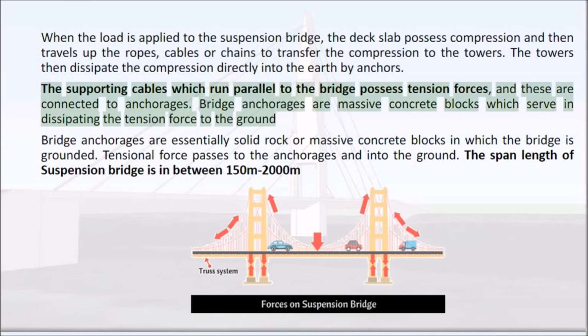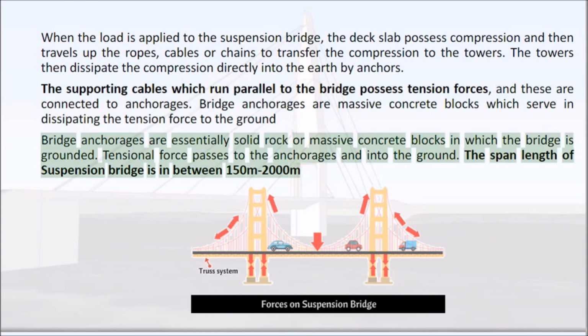The supporting cables which run parallel to the bridge possess tension forces, and these are connected to anchorages. Bridge anchorages are massive concrete blocks which serve in dissipating the tension force to the ground. Bridge anchorages are essentially solid rock or massive concrete blocks in which the bridge is grounded. Tensional force passes to the anchorages and into the ground. The span length of a suspension bridge is between 150 m and 2000 m.